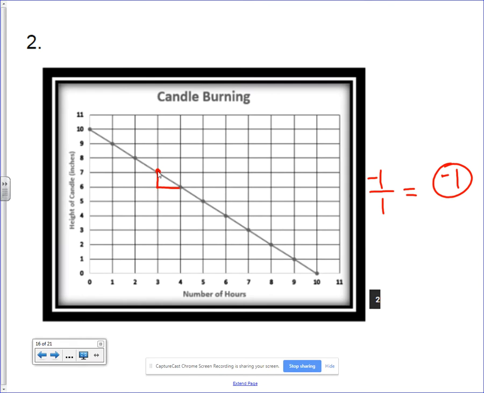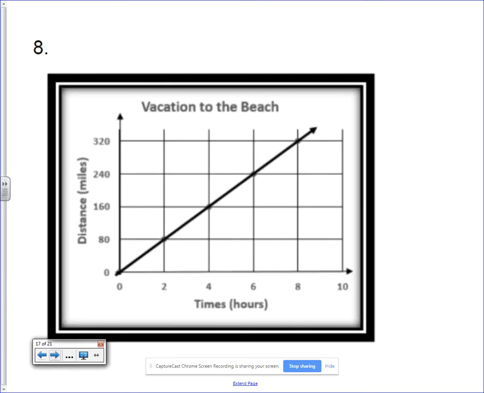Okay. Now this one, which is number 8, is a little bit different. There are a whole bunch of points on here again. I'm just going to start right here. And I'm supposed to do rise over run, correct? How many do I rise? You rise 80. You see how one line is 80? Okay, so we're rising 80. How many are we running? 2. Does everybody see why that's 2?